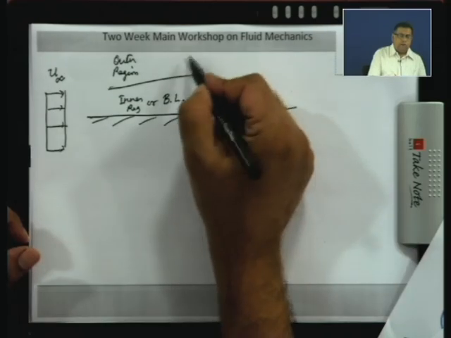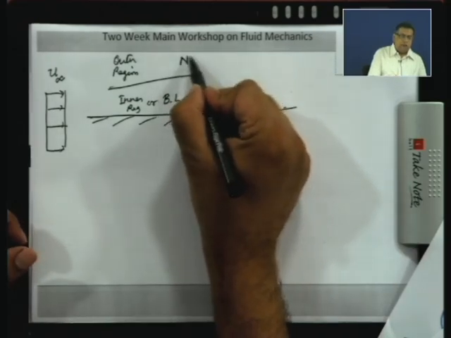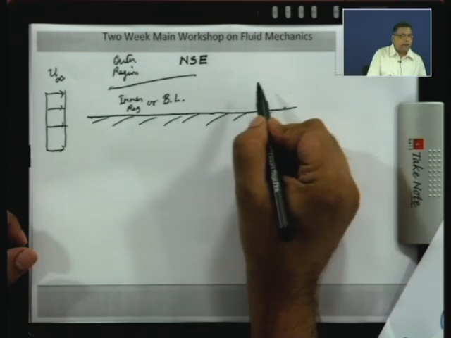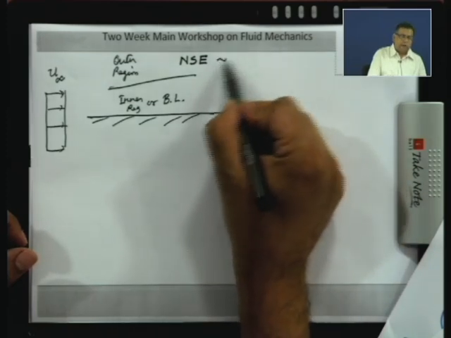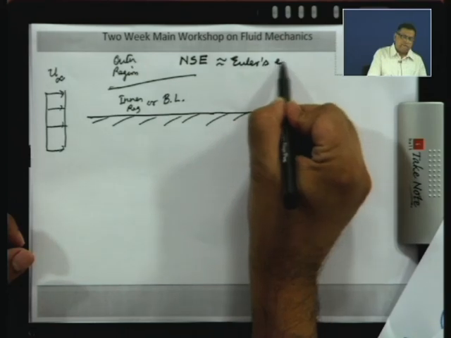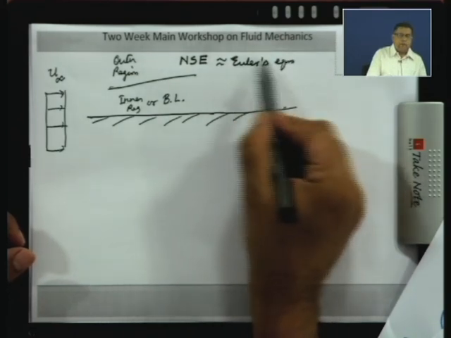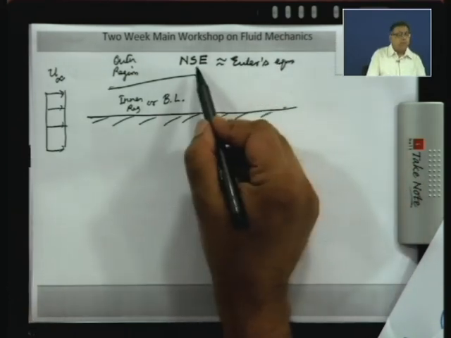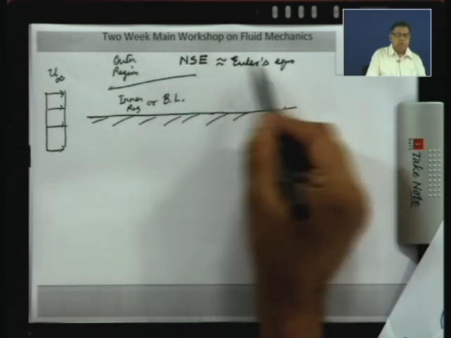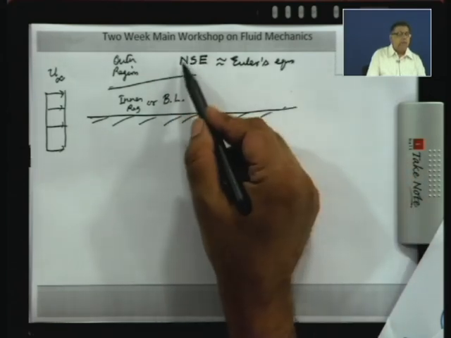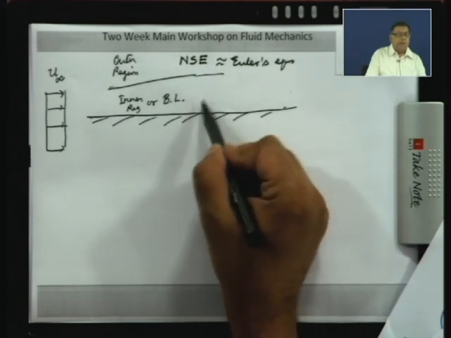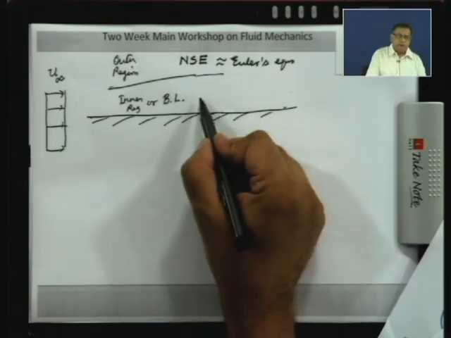Now, in the outer region we are making an approximation, and the Navier-Stokes equation, which I am denoting by NSE, is being approximated by Euler's equation. Now, Euler's equations are for an inviscid fluid and this is a viscous fluid. However, we have seen the viscous effects are negligible here. So, if you solve Euler's equation in the outer region, it will give you a good approximation to the flow, but inside the boundary layer region you cannot neglect the viscous effects.